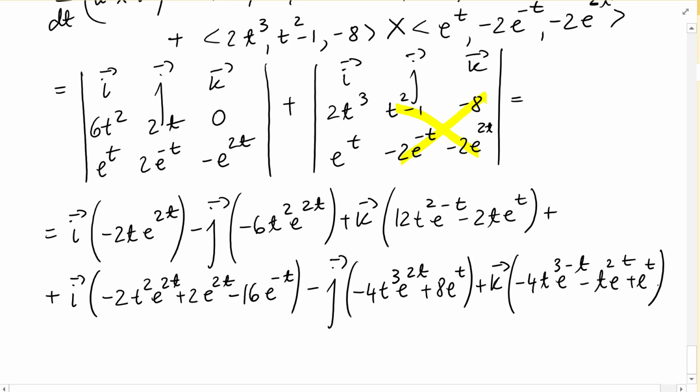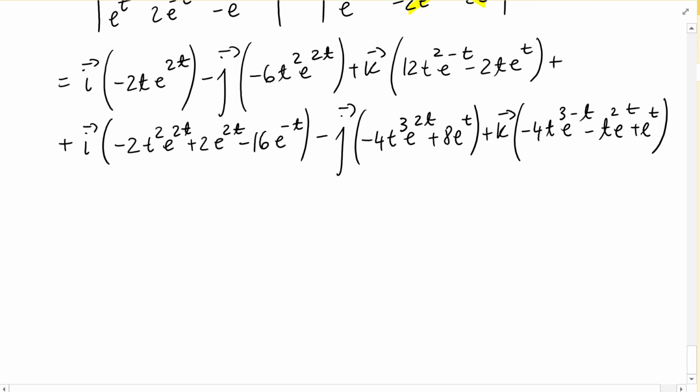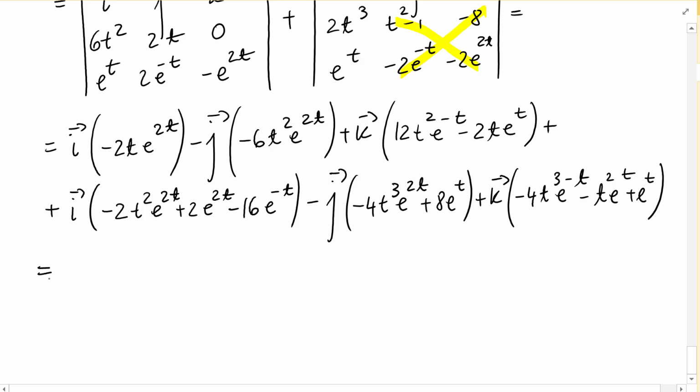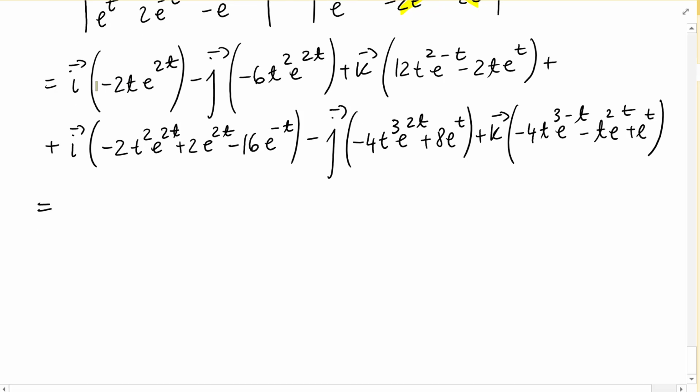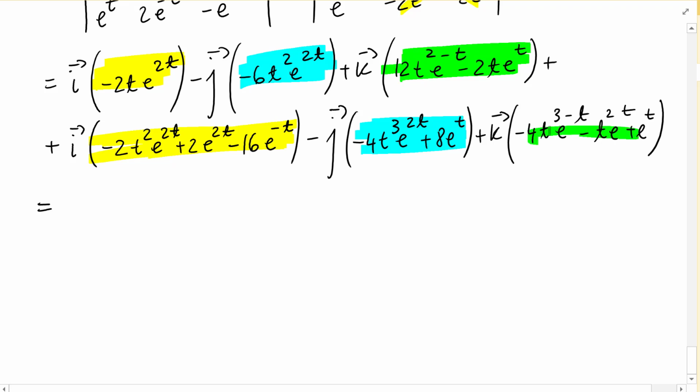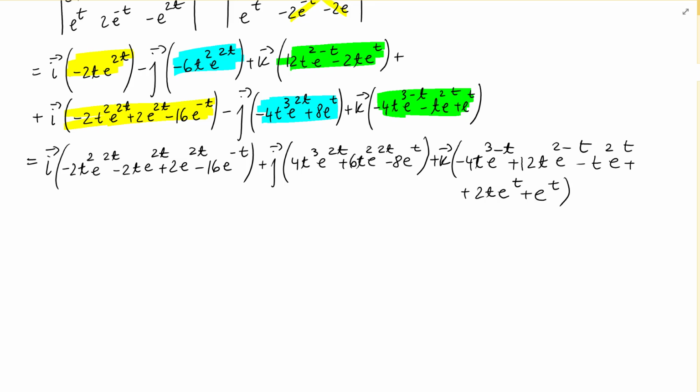So now add like terms, combine like terms, we put together the terms in i, and then the terms in j, and the terms in k, and we get this answer here.